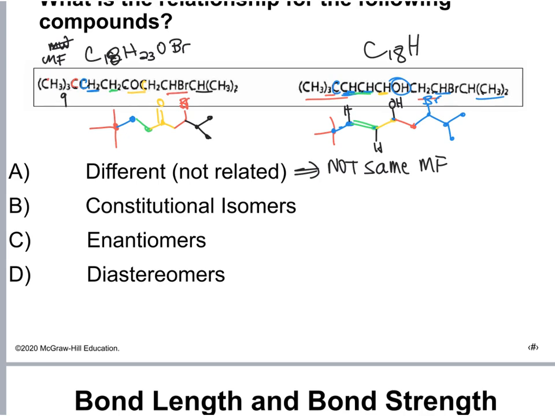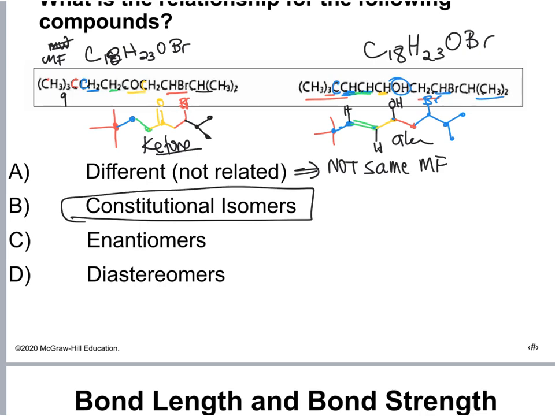Okay, how many hydrogens? 9, 10, 11, 12, 13, 14, 15, 16, 17, 19, 20, 21, 22, 23. And then we have 1 oxygen and 1 bromine. So they're obviously related because, as you can see, they have the same molecular formula. But you see how the connectivities are different? This is a ketone. This is a functional group. This has an alcohol. So I'm going to say that these are constitutional isomers because they have the same molecular formula but different connectivity.